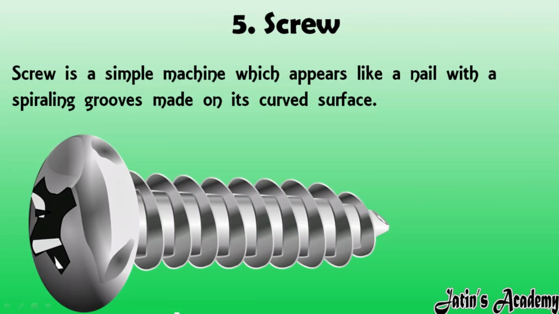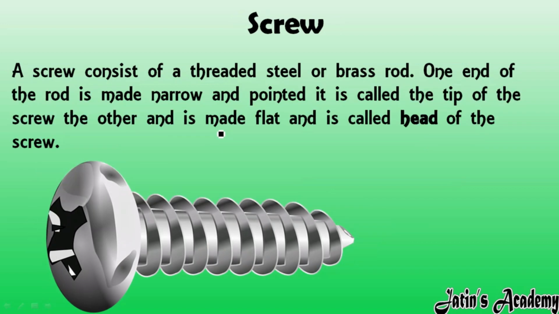Next type of simple machine we are going to study is a screw. A screw is also a simple machine which appears like a nail, but it has a spiraling groove made on a curved surface. In this curved surface, spiraling grooves are there. Whenever spiraling grooves are on a nail, that is known as a screw.